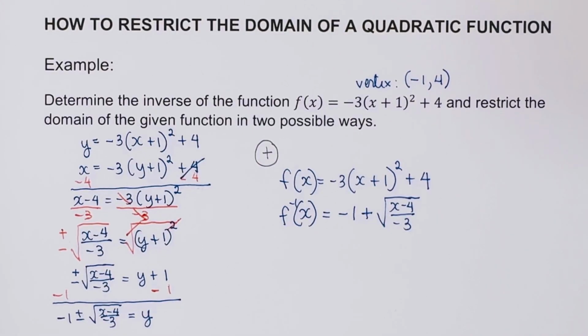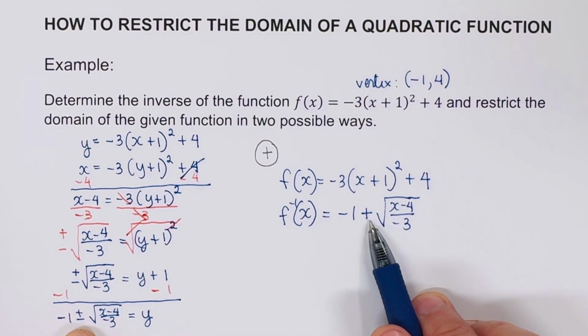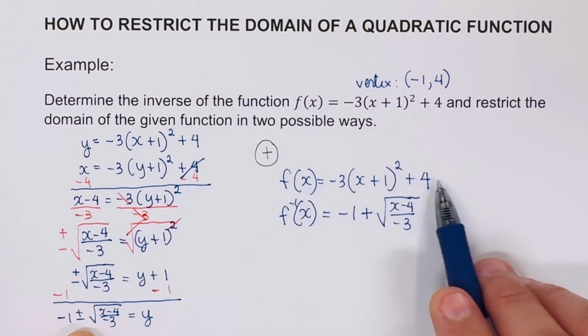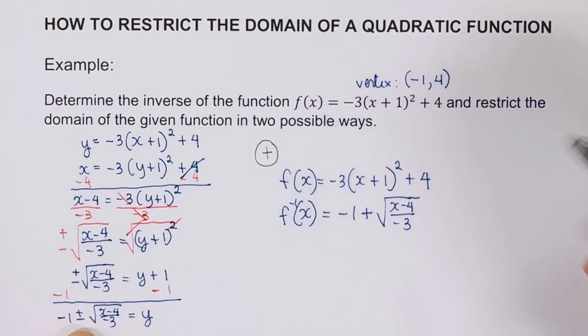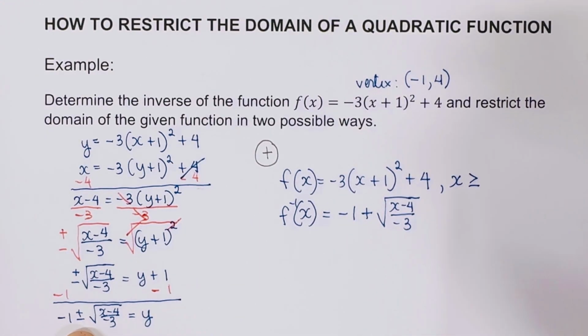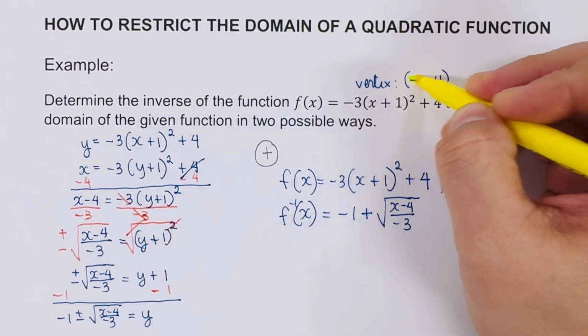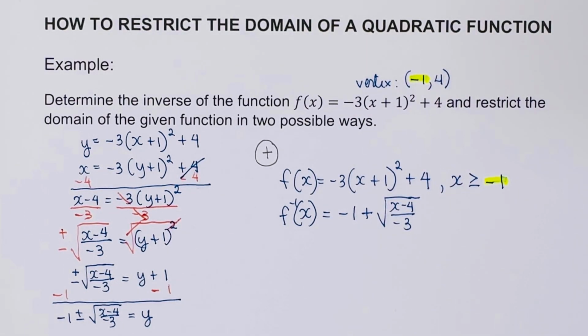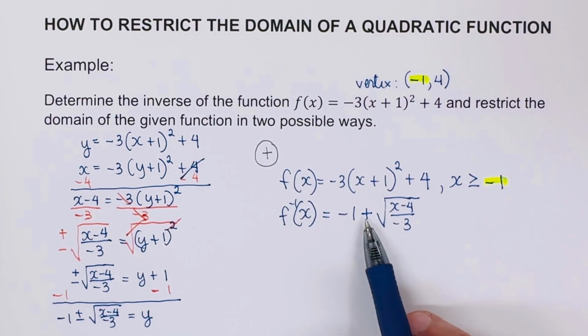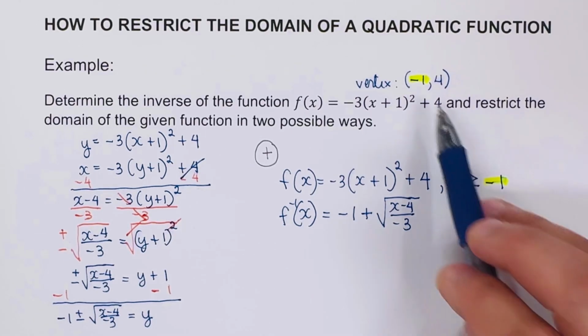Please remember that if we use the plus for this sign right here, we are going to restrict this given function right here such that our x is greater than or equal to the h value, which is -1. So please make sure that we are using the h value in the restricted part. And please remember that if it is a positive, it's going to be greater than. So if this is positive, it's going to be greater than the h.